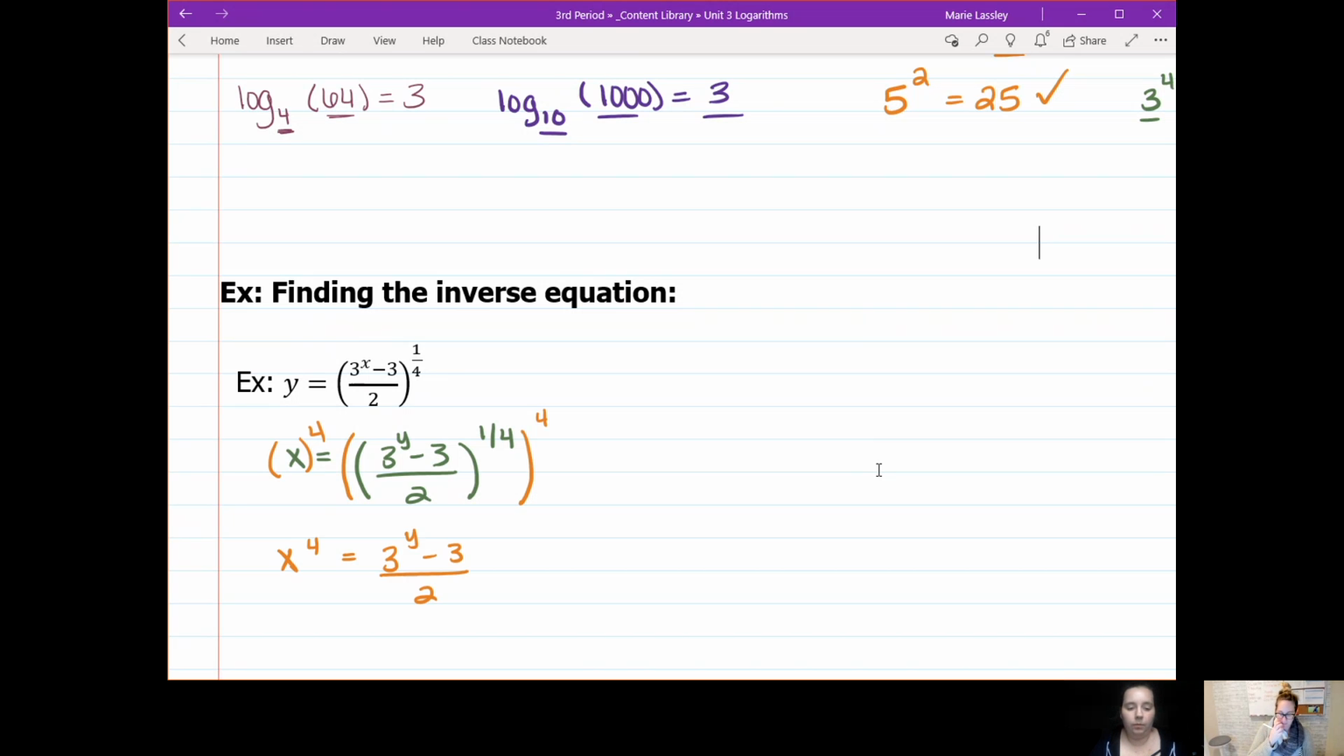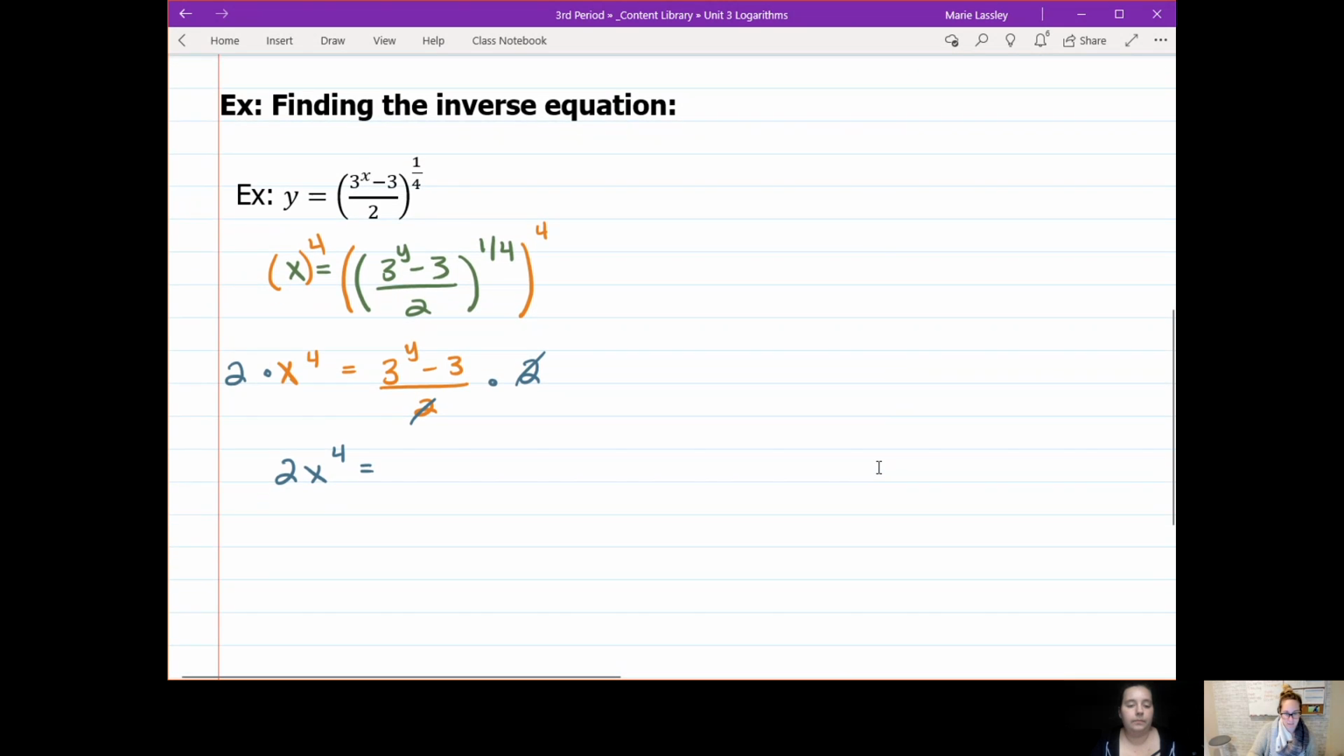And then from here, we want to solve for y. So we're going to multiply both sides by 2. And that will cancel out the 2 on the bottom there, and you'll end up with 2x, or 2x to the 4th, sorry. And then we are going to run out of space. Yep. And then that's equal to 3 to the y minus 3. And then we want to add 3 to both sides. And so then you end up with 2x to the 4th plus 3 equals 3 to the y.